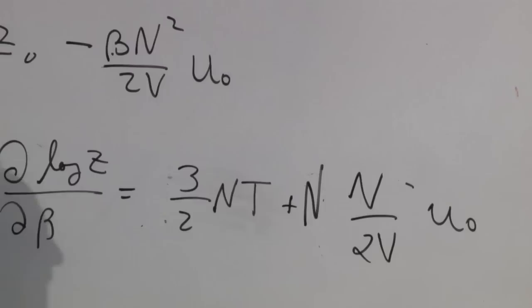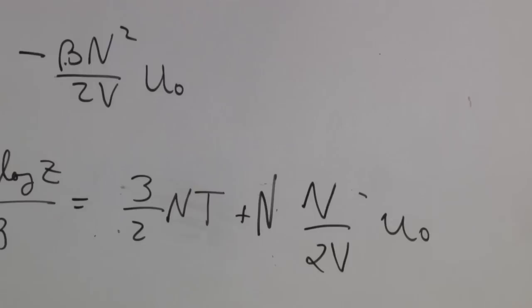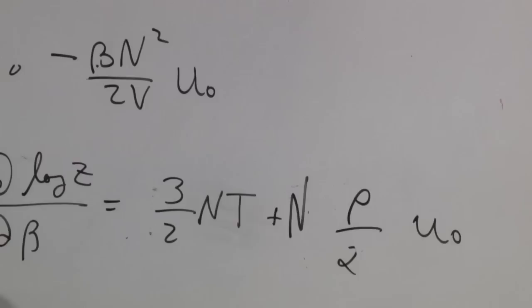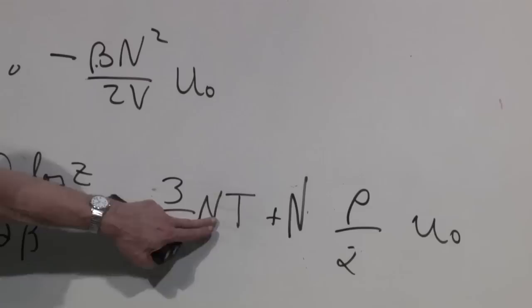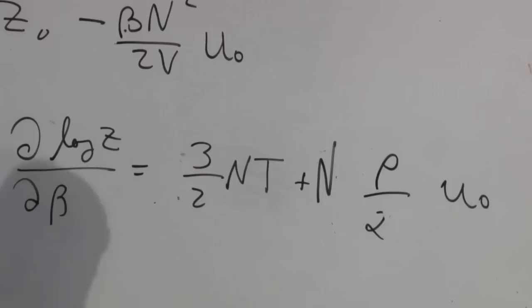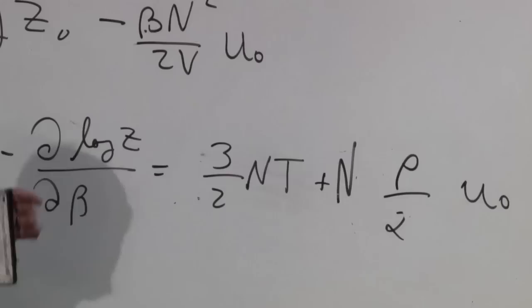And now what is N over V? Well, the density. And the density is whatever it is. It's neither big nor small. Well, it may be small because we're talking about a dilute gas. But here's our formula for the energy. A term which doesn't depend on the density at all. Of course, it does depend on the number of particles, but only the number of particles, and is proportional to the number of particles. And here's another term that's proportional to the number of particles.